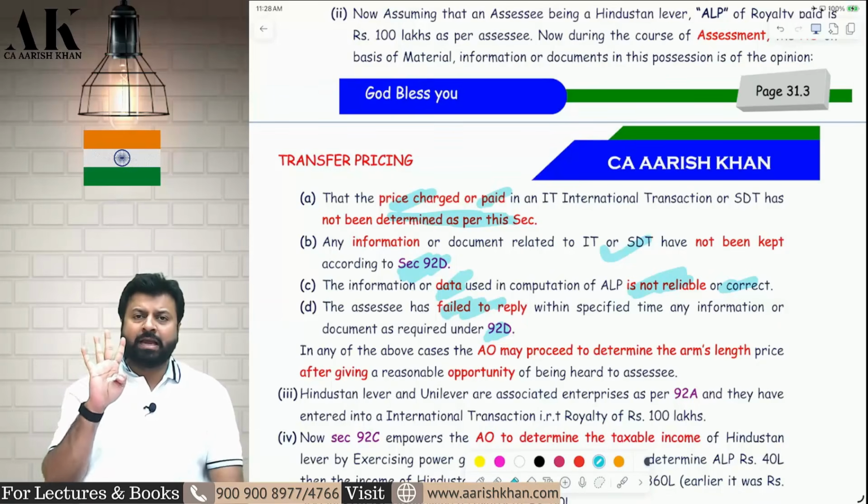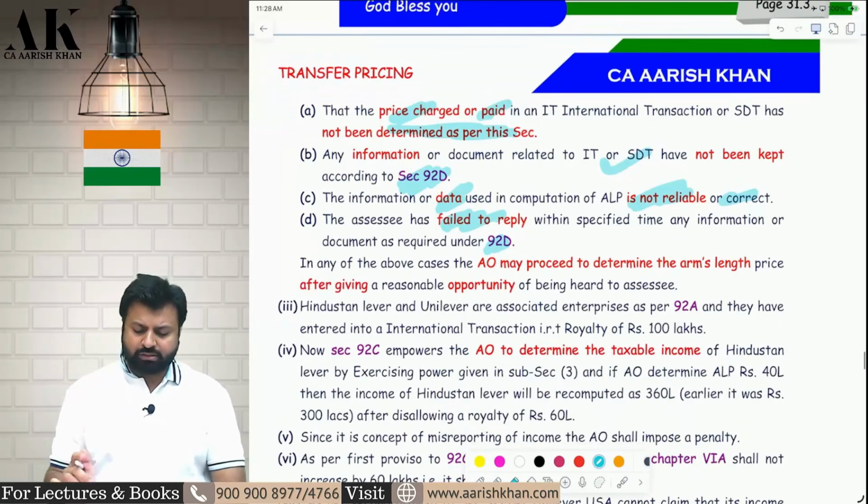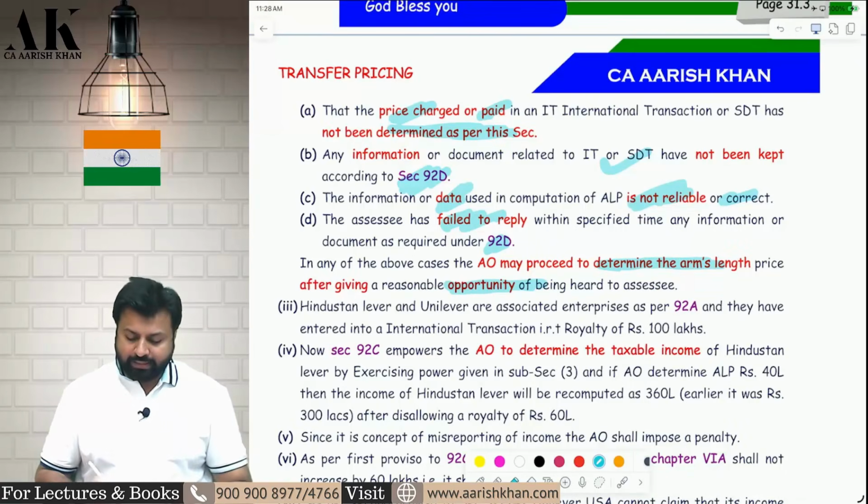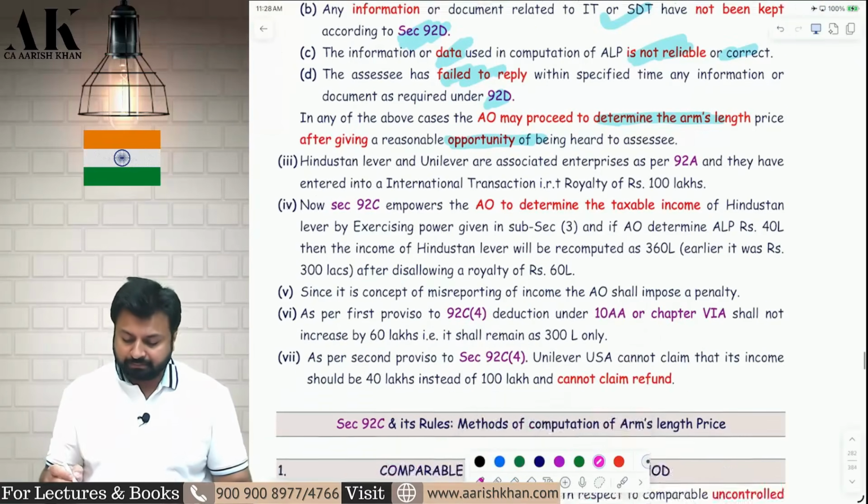If any of the four things has happened, the AO will issue you a show cause notice. He will give you an opportunity of being heard and he will determine your arm's length price. Now let's take an example to understand the fourth subsection.